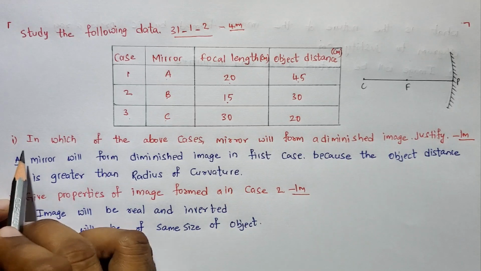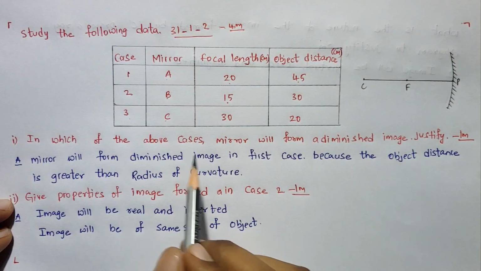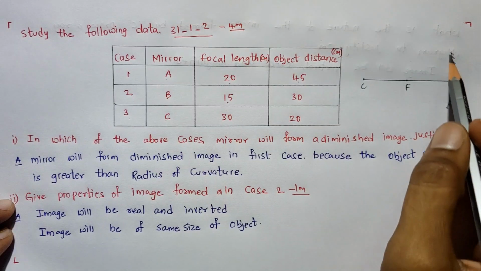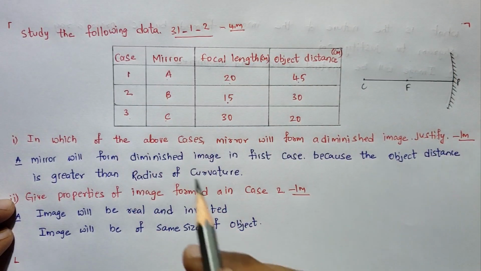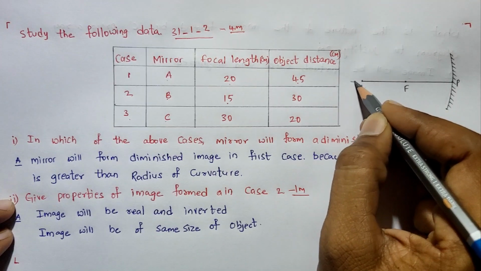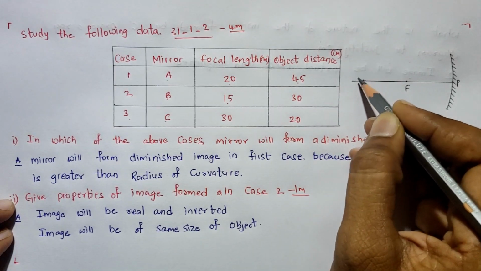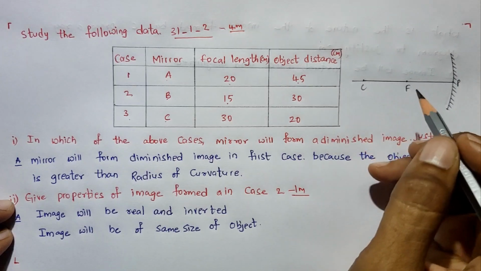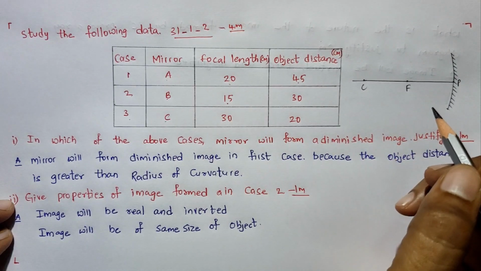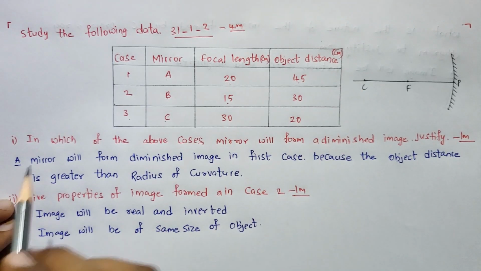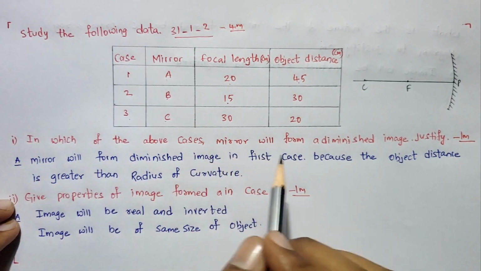First question is, in which of the above cases will the mirror form a diminished image? Diminished image. So this is a concave mirror. We know if we want a diminished image, the object should be placed beyond C. When the object is placed beyond C, only then will the image be formed between C and F. A real, inverted, diminished image will be formed. Correct?